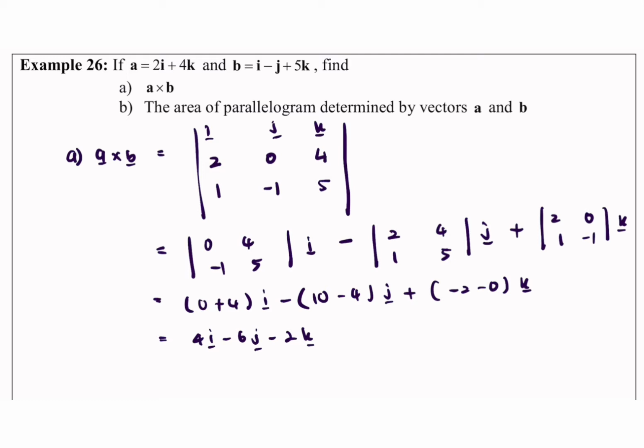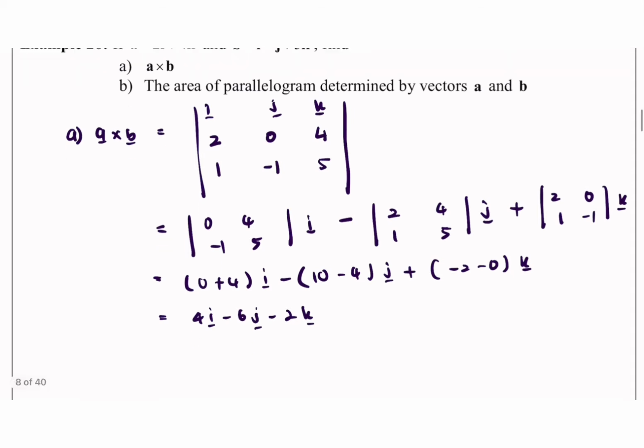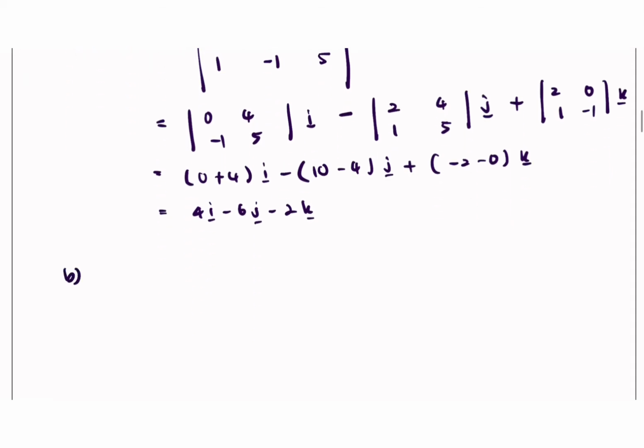Sekarang saya nak cari area of parallelogram determined by vectors A and vector B. So nak cari area of parallelogram, so saya tahu saya kena cari magnitude vector A cross vector B. Okay, so for B, area of parallelogram is magnitude vector A cross vector B.